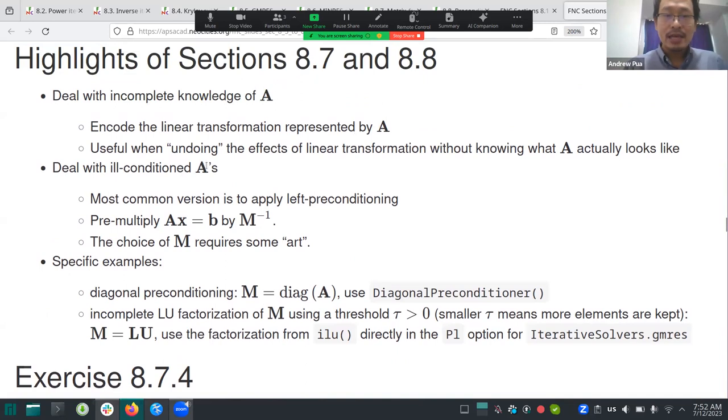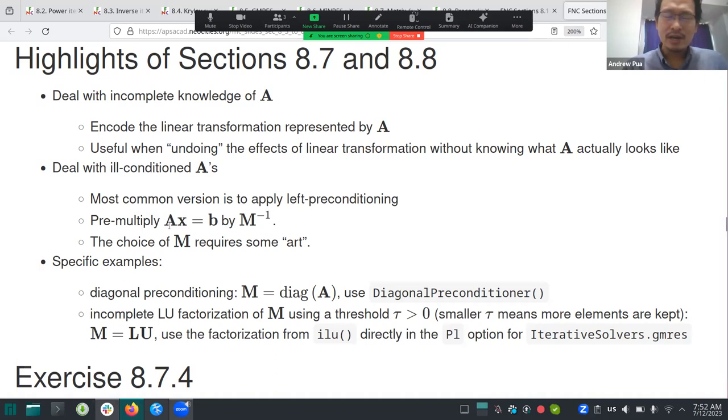In 8.8, it's about what happens if your A is a bit ill-conditioned. So you want to sort of precondition it. And the idea is to multiply by something called a preconditioner, and it's usually called M inverse. And although it's written as M inverse, you're not supposed to invert it. And there's some discussion about the fact that you want to choose M very carefully, and there's some art to it.